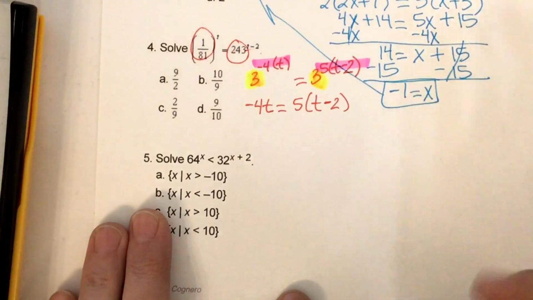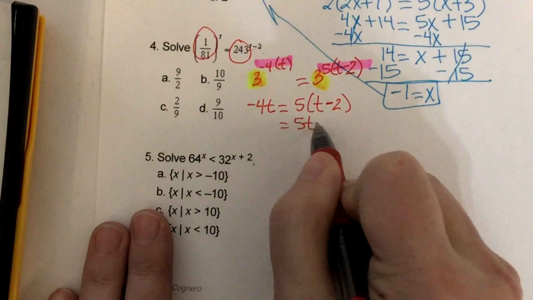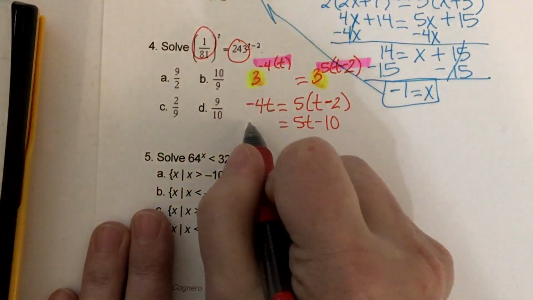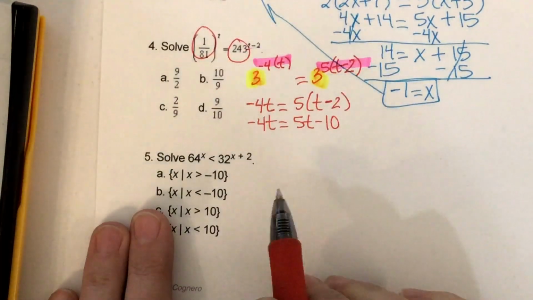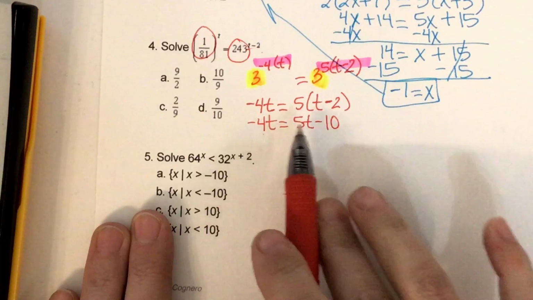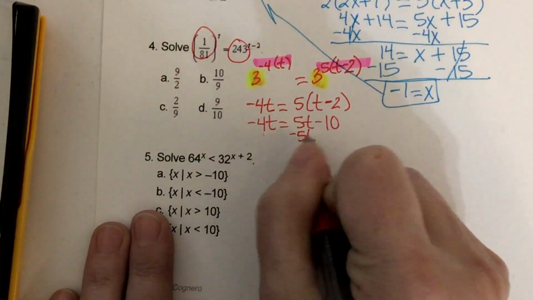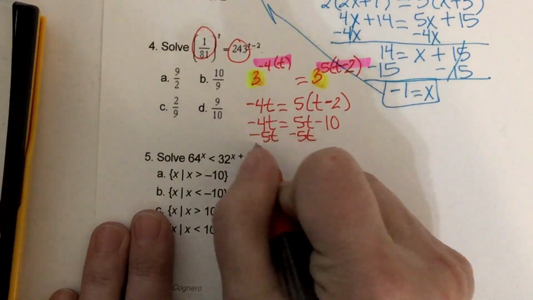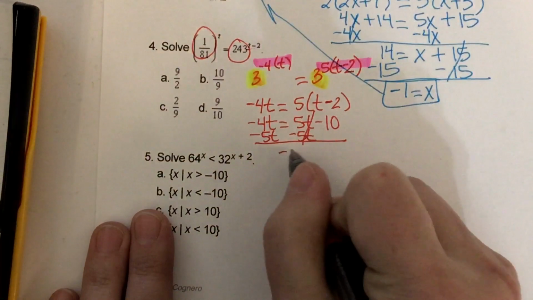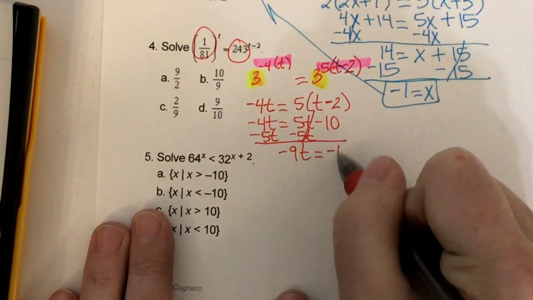Okay, I'm going to distribute the 5. If I do that, I get 5t minus 10. I'm going to bring down my negative 4t. Now this time I'm not going to move the smaller t because he's already by himself. So I'm going to move the 5t over. Since it's a positive 5t, I have to subtract it. So these add to make a negative 9t. And then my negative 10 comes down.